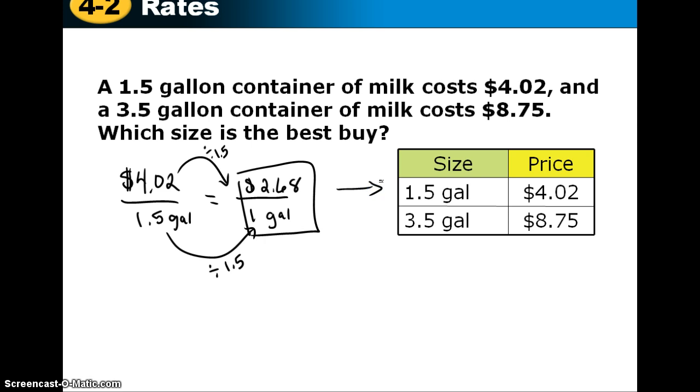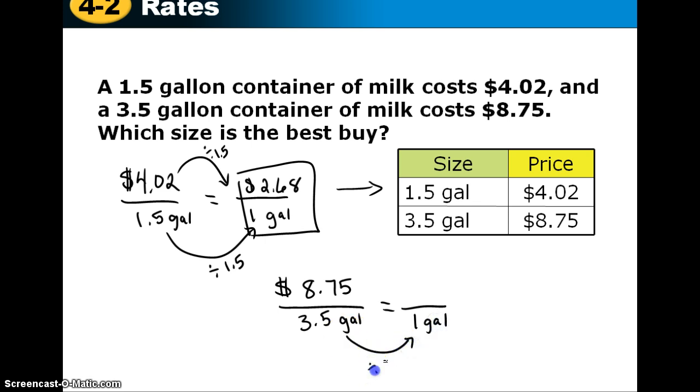Then I need to find out for the 3.5 gallon. Again, we want it in 1 gallon, so money goes on top. So we'll put $8.75 on top, all over 3.5 gallons. Again, I want to find out how much does it cost for just 1 gallon. To get from 3.5 to 1, I divide by 3.5. What you do to the bottom, do to the top. $8.75 divided by 3.5 is $2.50. And that is for that one.